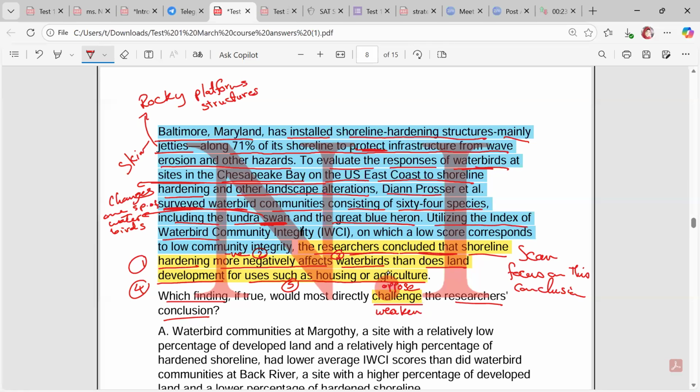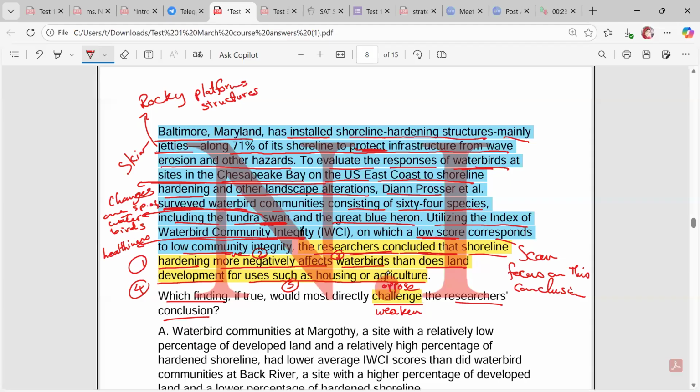Utilizing the index of water bird community integrity. Integrity means healthiness. They want to make sure that they are still healthy, they are safe. They used the index to show whether they are safe or not, on which a low score corresponds to low community integrity. So if they see that their integrity or health has a low score, this means they are not safe in this area.